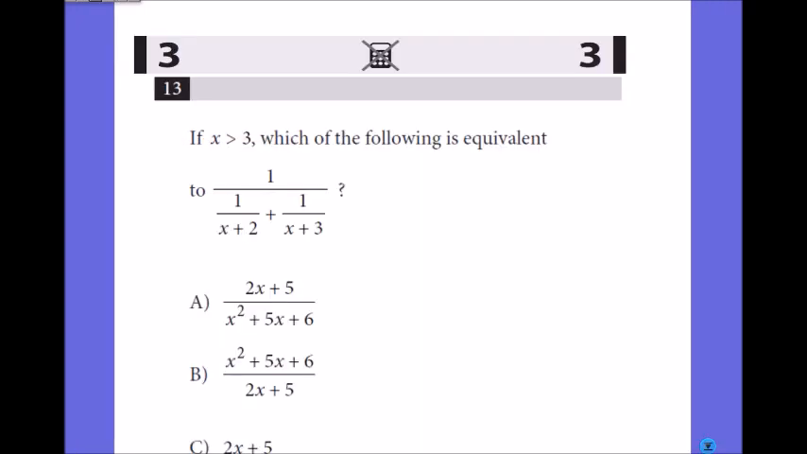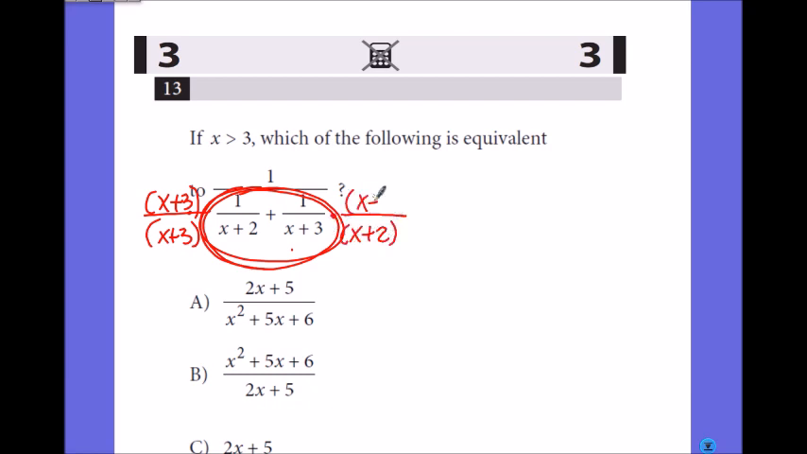13. If x is greater than 3, which of the following is equivalent to this? So it's 1 over this, meaning you have to find the reciprocal of this, right? 1 over anything makes it a reciprocal. So let's find what this simplifies to. To find the common denominator, you have to multiply by x plus 2 and x plus 3. So here you multiply by x plus 3, top and bottom, because this becomes 1, right? We are just changing the form of the fraction, not changing the value of it. Here you multiply by x plus 2, then x plus 2 on top as well.